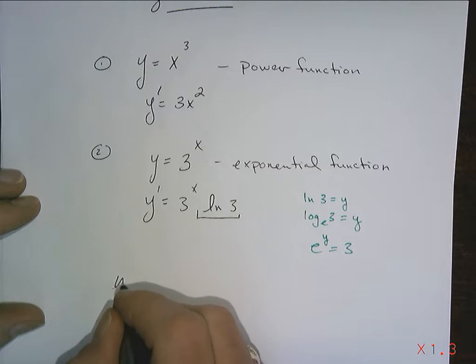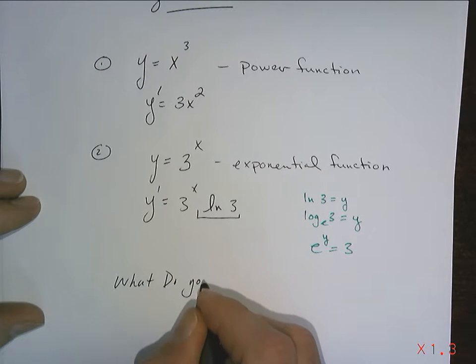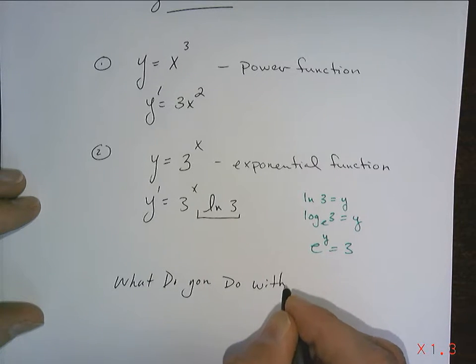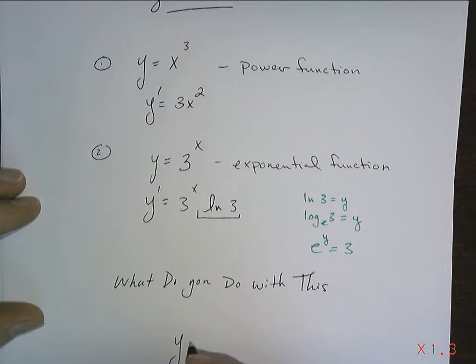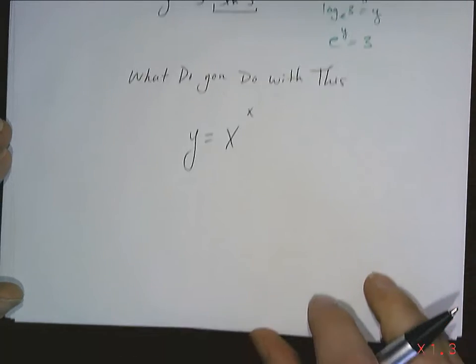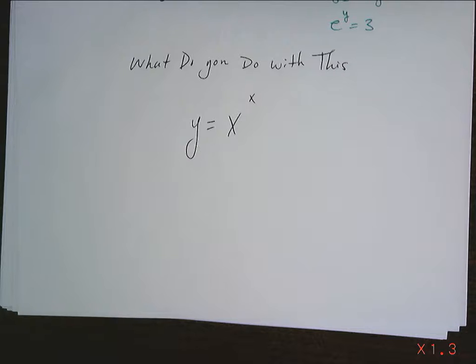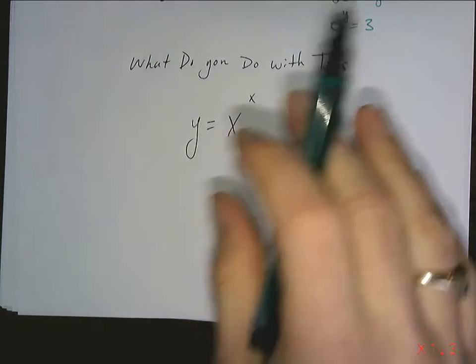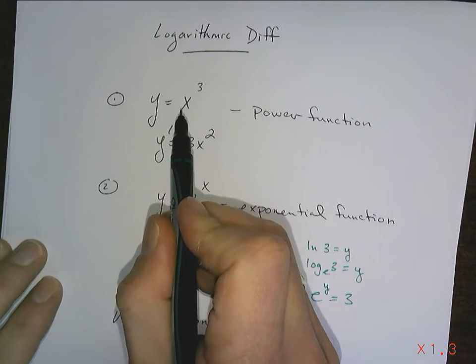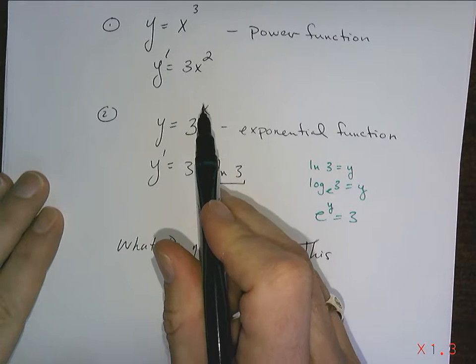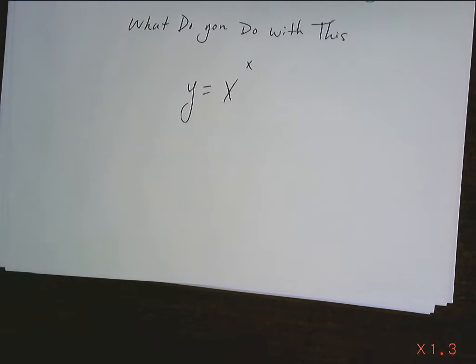So today's question, what do you do with this? Notice that the power function had the variable in the bottom. The exponential function had the variable in the top. And this one's messing with your head. You've got a variable in the bottom and the top. The power function rule won't work. The exponential function rule won't work because it is neither of those. Does that make sense? That's why we can't do that.